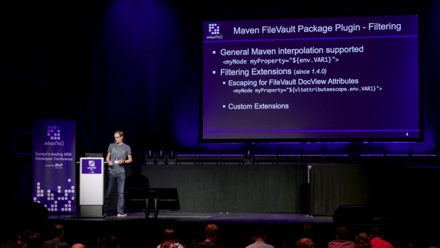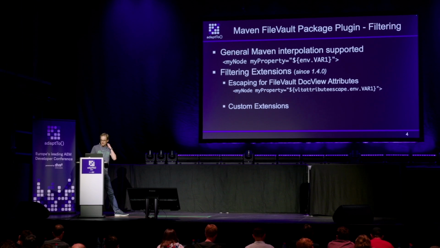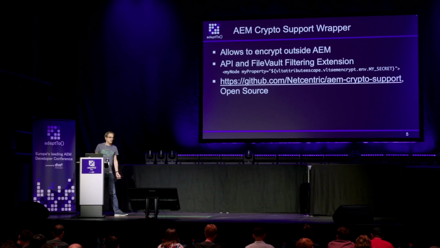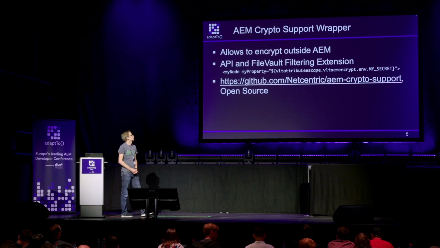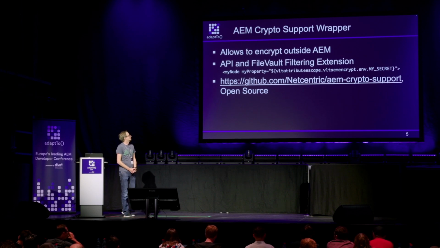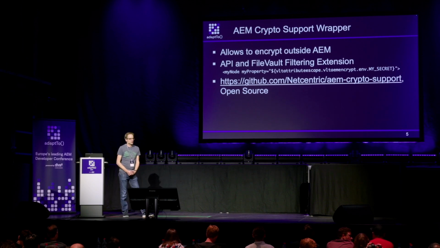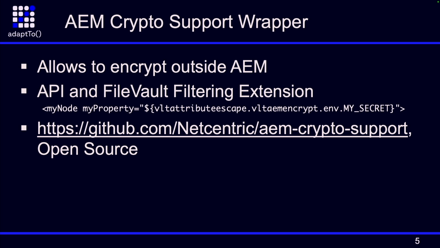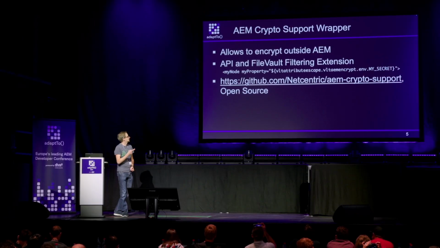And there's the possibility to hook into that basically and provide your own extensions. And one of those extensions is the so-called AEM Crypto Support wrapper. Not a pretty snappy name, I admit that, but still, what it does is it allows you to encrypt outside AEM, so basically outside an OSGI environment, and provides that FileVault filtering extension. So you can do that encryption at build time.